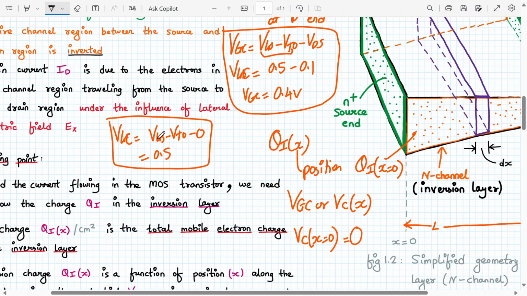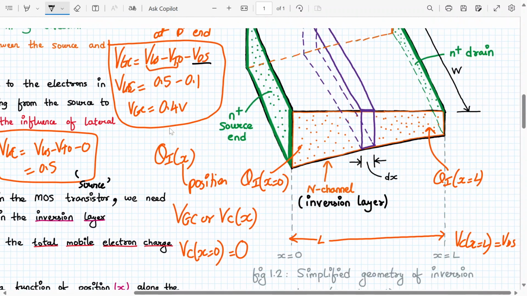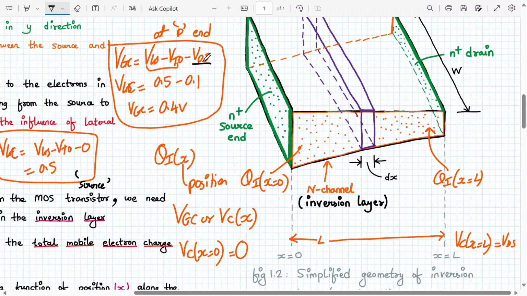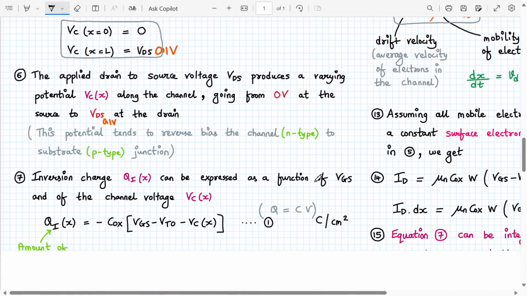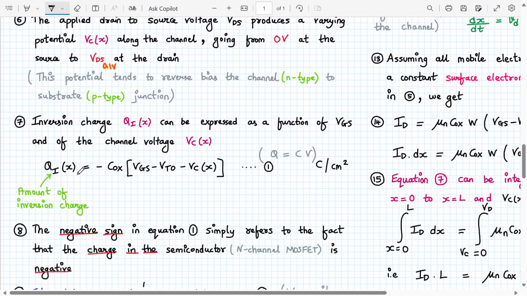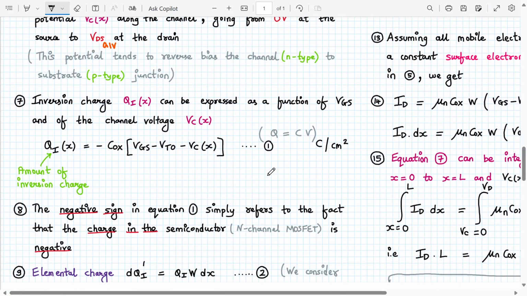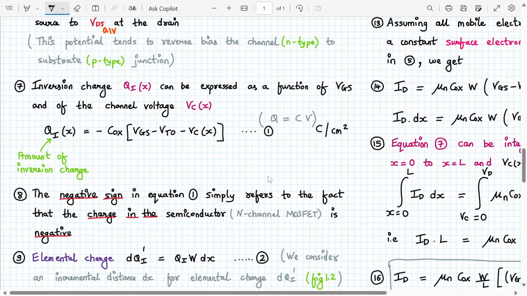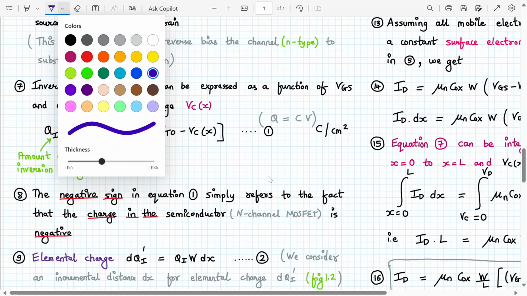Yes, sir. See here, this is at the source end. So at the source end, VGS is 0. We are calling it Vc of x equal to 0. Over here, the channel voltage is VDS, so we call it Vc of x equal to L. That's why we have written over here Qi of x will be minus Cox (VGS minus VTO minus Vc of x). This we call equation number 1. I hope it is clear. Its unit is coulomb per centimeter square.